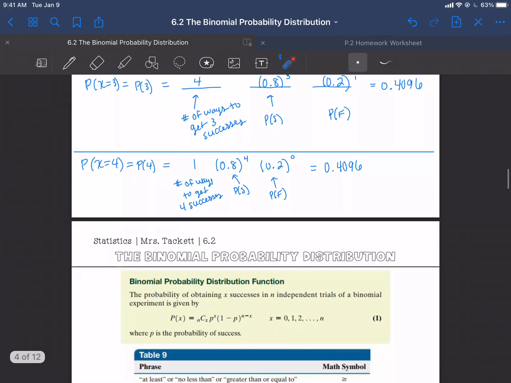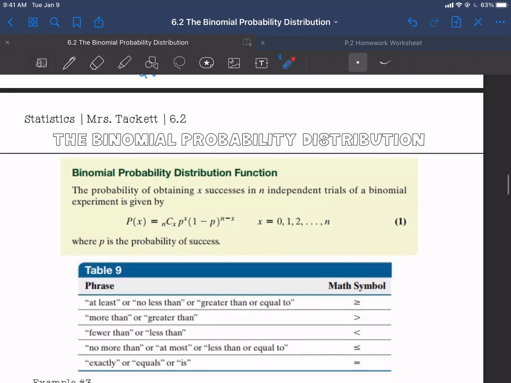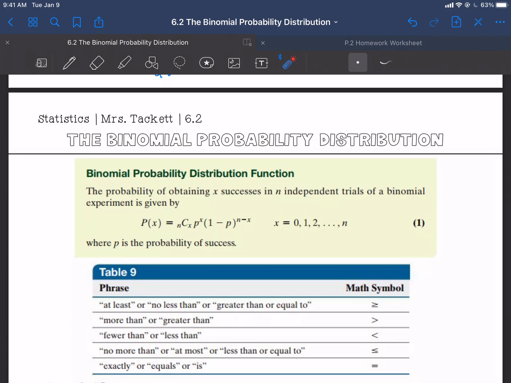Now, lucky for us, we've just created this formula here. P of x is equal to n choose x, so we're using a combination because order does not matter, times p raised to the x times 1 minus p raised to the n minus x. So let's talk about what those things mean.